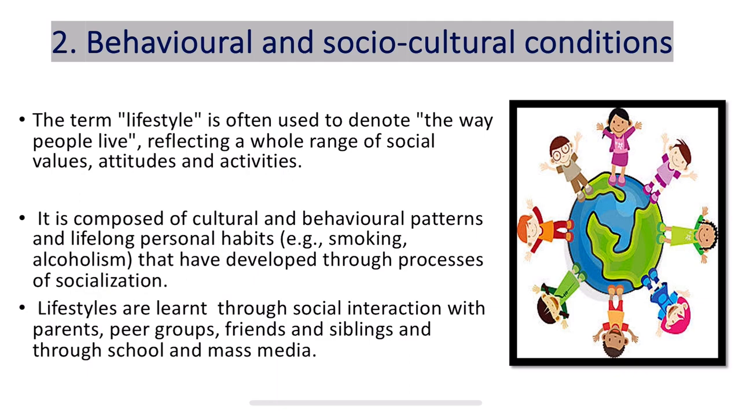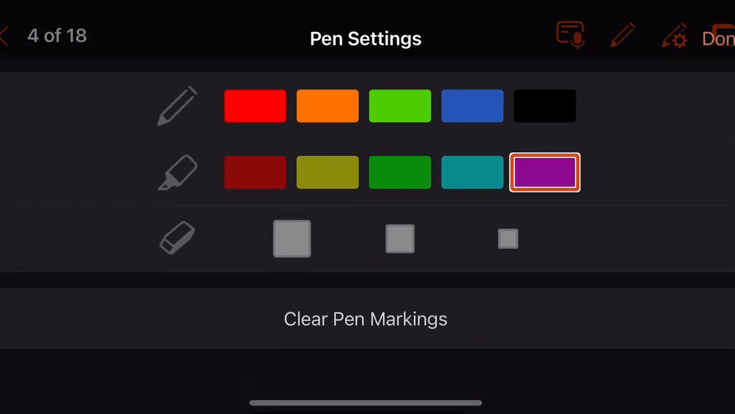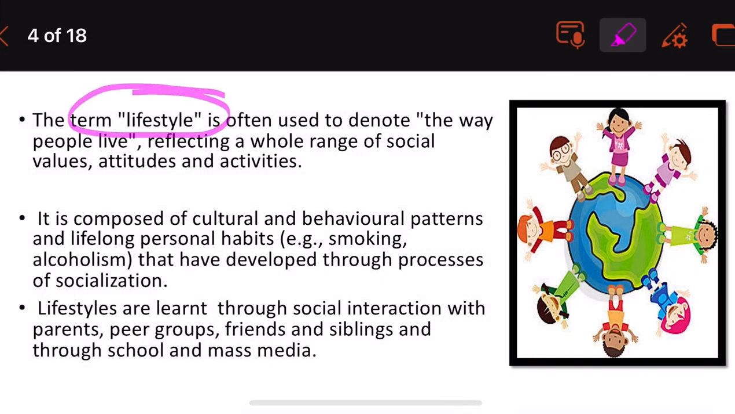Now let us move on to behavioral and socio-cultural conditions. How do the lifestyle of a person, his attitudes, and his activities affect the health? Let us see what they are saying. The term lifestyle is used to denote the way people live. Everybody strives to have a good, lavish lifestyle. It reflects a whole range of social values, the attitude of the person, and the activities they carry out. It is composed of cultural and behavioral patterns, lifelong personal habits.